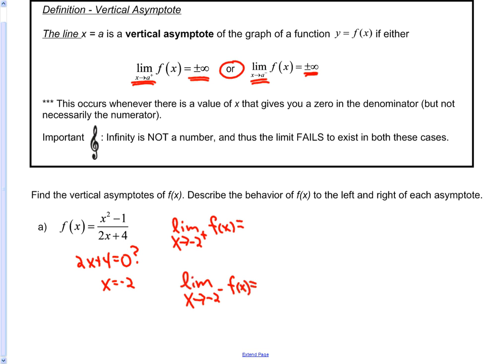Now, a couple ways to do that, of course. Creating a table of values, looking at a graph would be the two that we would probably go with here. So take your graphing calculator and look at the two of these. You should have found that the limit of f of x as x approaches negative 2 from the right is going to be positive infinity. And as we approach negative 2 from the left, it was going to be negative infinity.